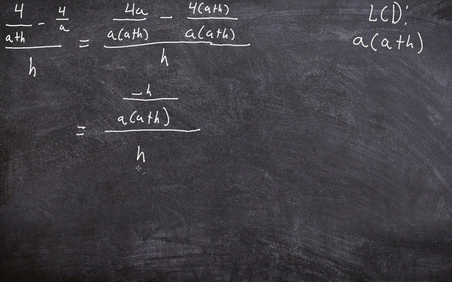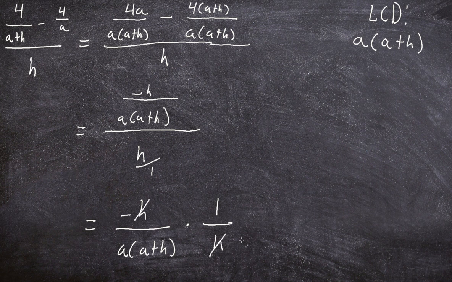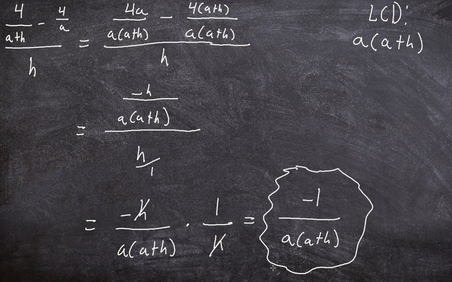Now, if you want, you can think of this h here as having a 1 under it, okay? Almost like it's a whole number. And then from there, you can say negative h over a plus h, times 1 over h, okay? So you can reduce that h totally out. We still have a 1, and we have a negative sign here. So we're going to have negative 1 over a plus h, okay? And that will be the final answer for that one, okay?